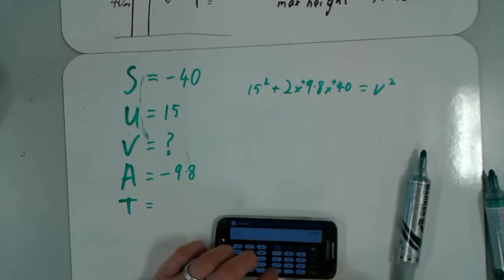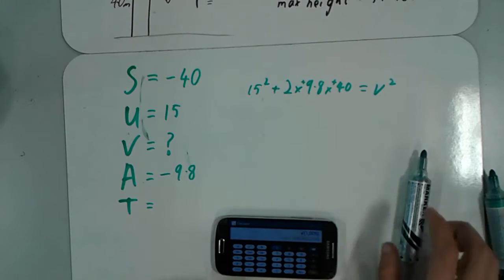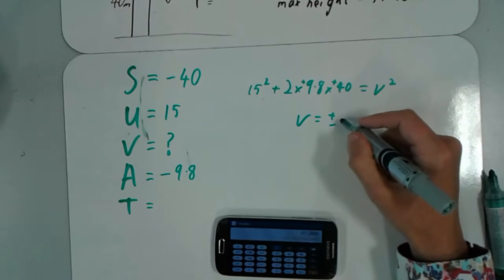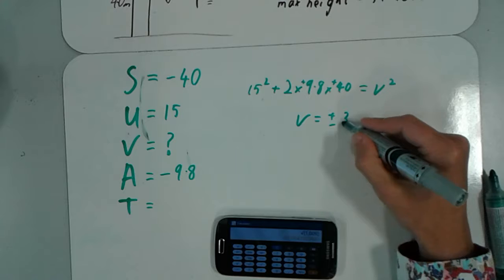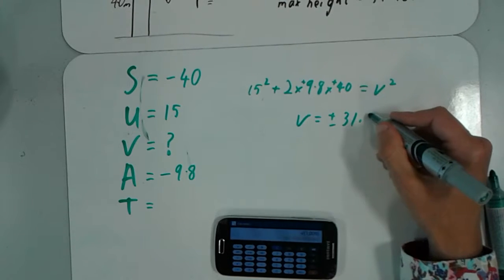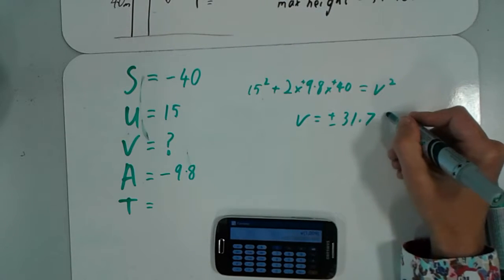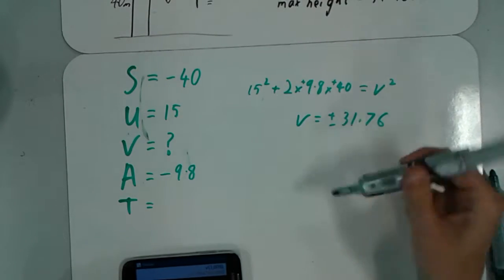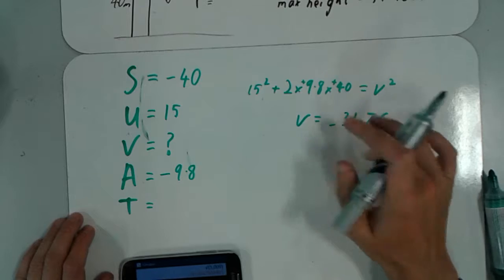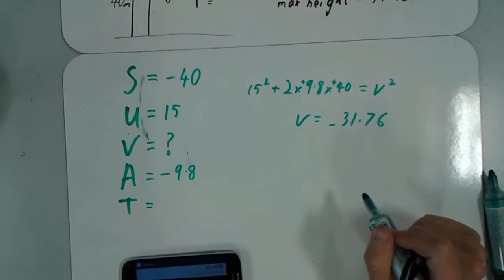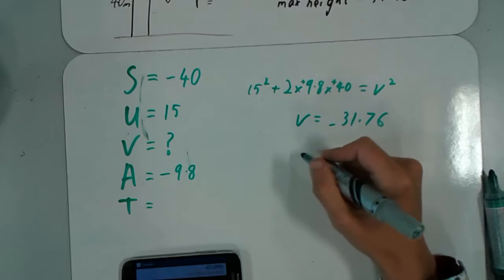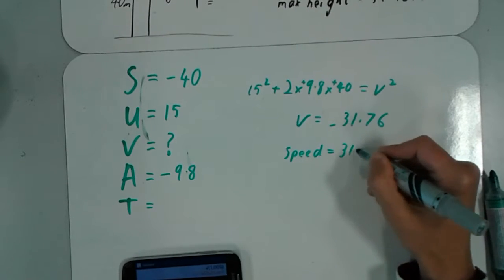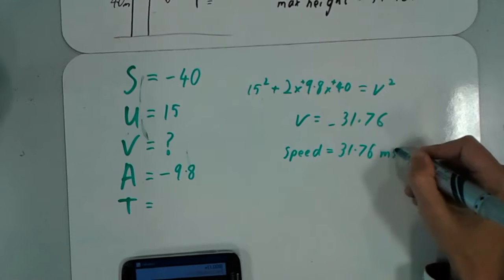Square root of 1009. V is equal to plus or minus, because we've done the square rooting, 31.76. We will actually want the negative value here as it is moving down. So our velocity is negative 31.76. However, the question asks us for the speed. Remember, speed is scalar, 31.76 meters per second.